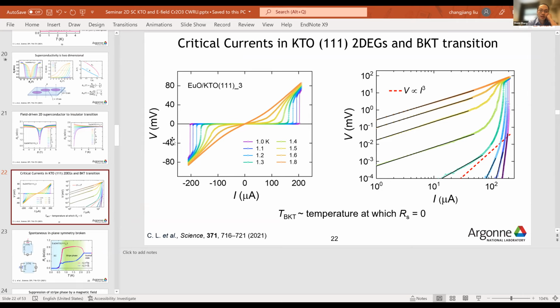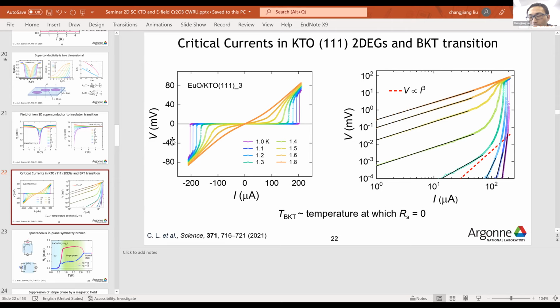So far, in our transport measurement, we cannot tell whether there is a coexistence of magnetism and superconductivity. So this is a direction we would like to explore.